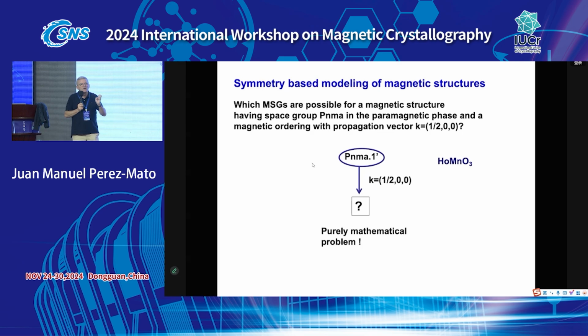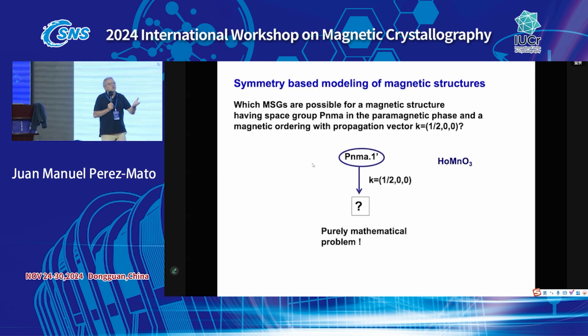And here's what I said. My question that I want to answer is which magnetic space groups are possible for a magnetic structure having a space group PNMA in the paramagnetic phase if the magnetic ordering has a propagation vector 1/2, 0, 0.